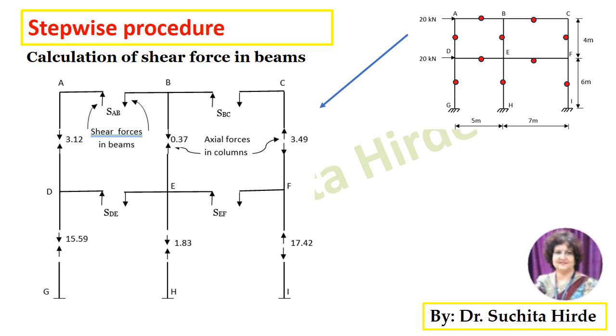So the figure will look something like this. I will explain how to draw this figure. First of all, draw the outline of the frame and break it at the center of each column and at the center of each beam. Then draw all the axial forces in the top column which we have calculated, that is 3.12, 0.37 and 3.49. Direction also we have to draw as per the calculation, that is downward for the column at A, downward at column B and upward at column C.